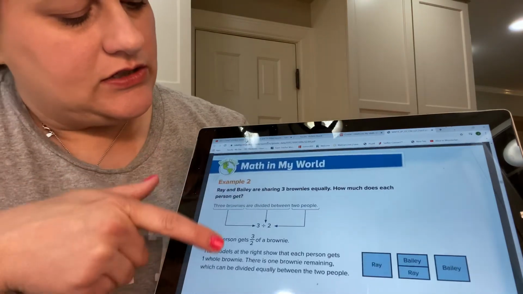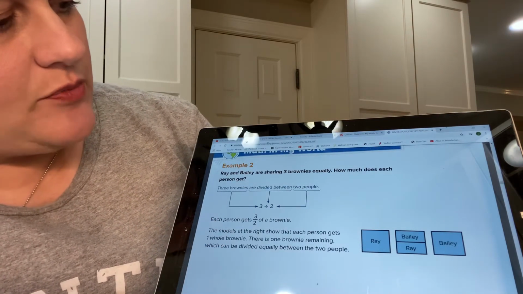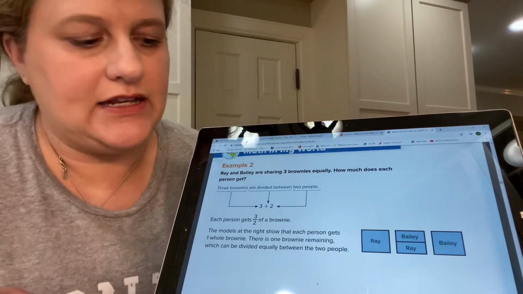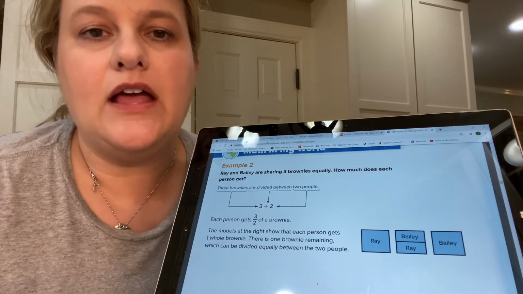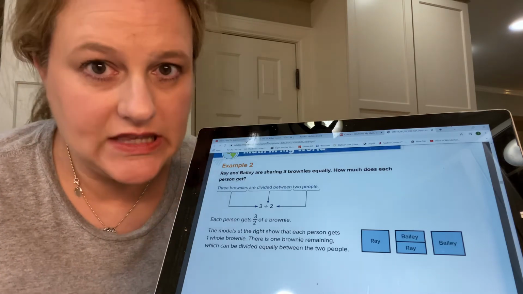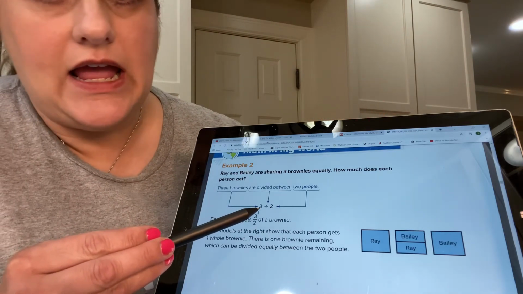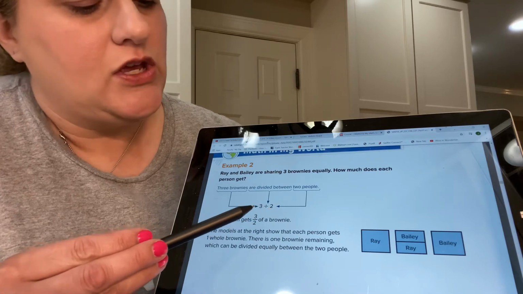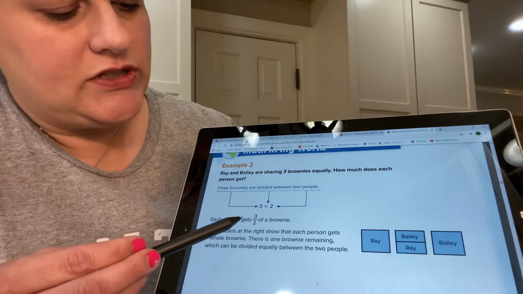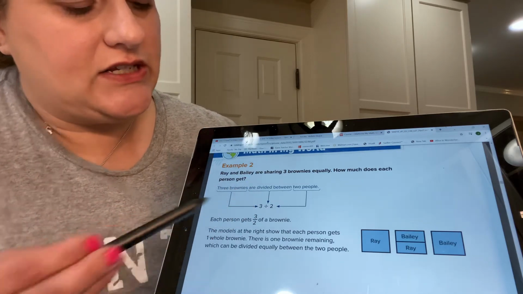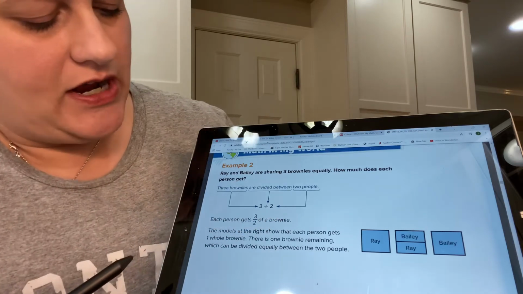Okay, so let's take a look at example 2. Ray and Bailey are sharing 3 brownies equally. How much does each person get? Again, start with how many things they are sharing, and then how many people are sharing those things. They're sharing 3 brownies, and it's 2 people who are sharing them. So as division, we would write it 3 divided by 2. Each person gets 3 divided by 2 of a brownie.